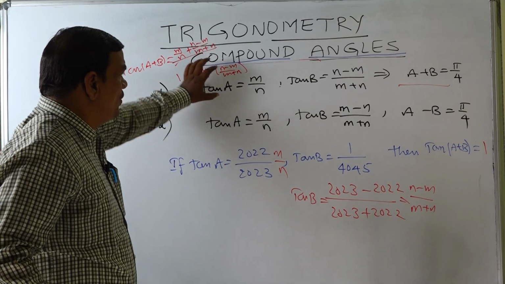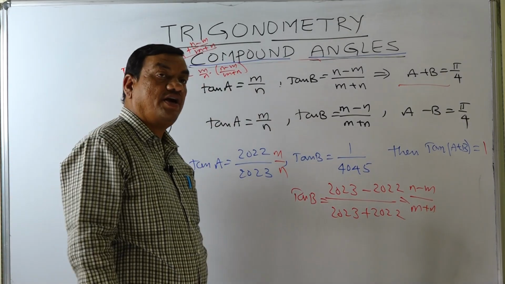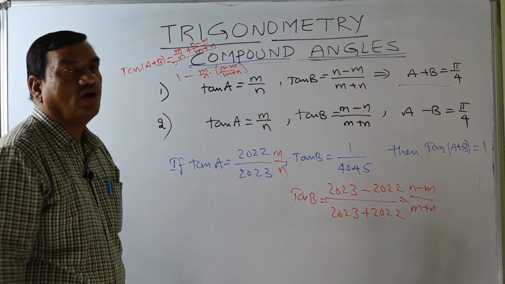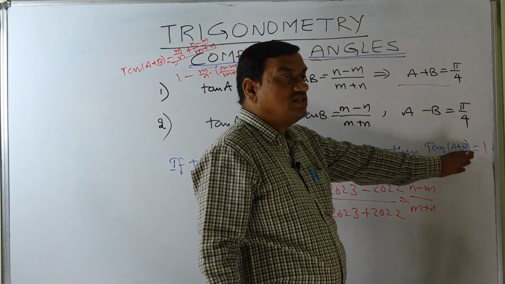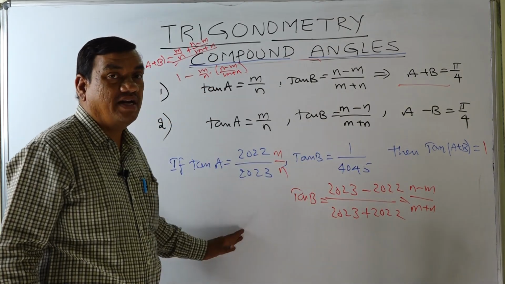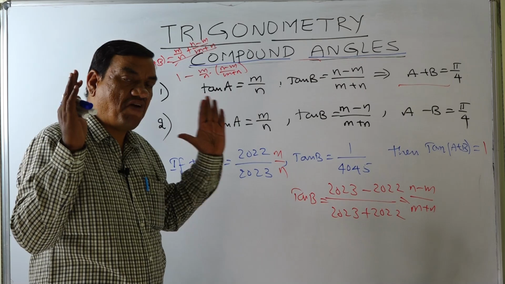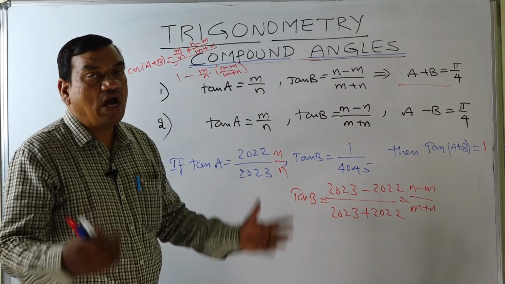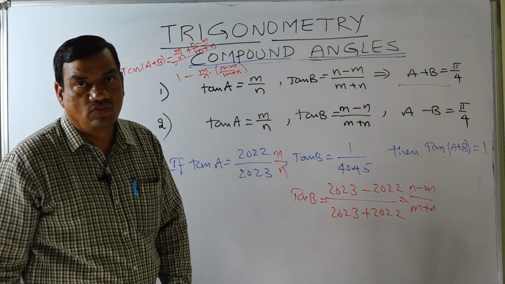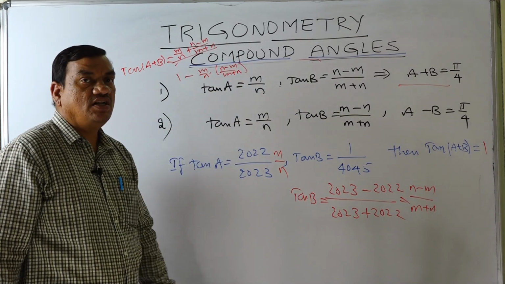Okay, now if you know this formula, you can easily find out this problem. If you don't get the idea, then what to do? Tan of A plus B means tan A plus tan B upon 1 minus tan A tan B. Such a very big value will come. You have to simplify that value. Ultimately, you will get 1. I hope that you understand this concept.